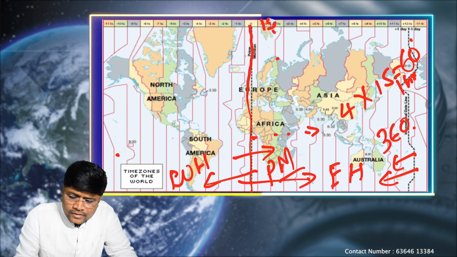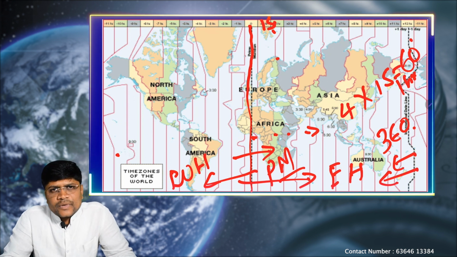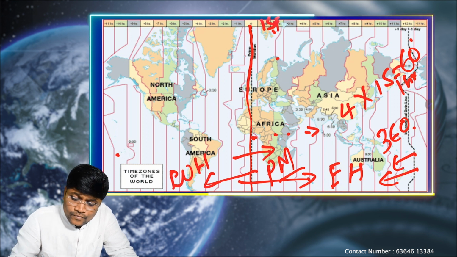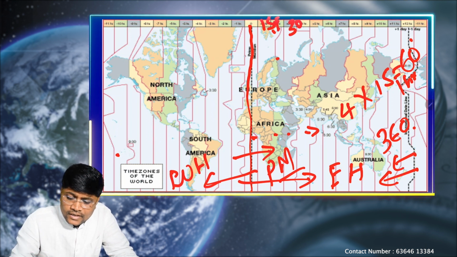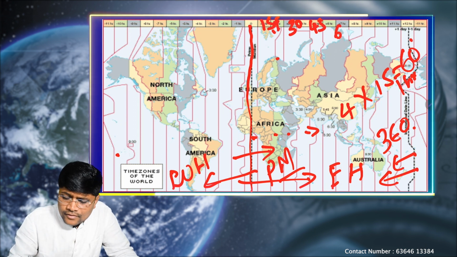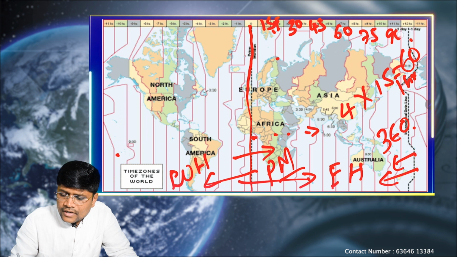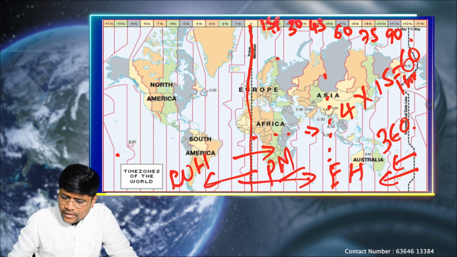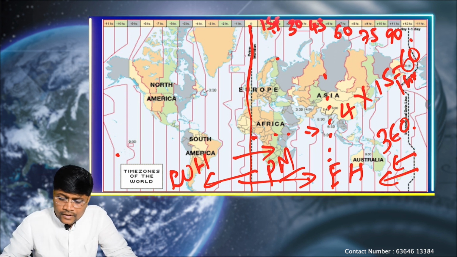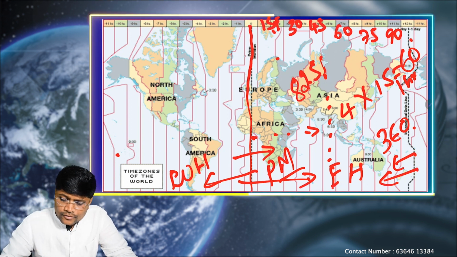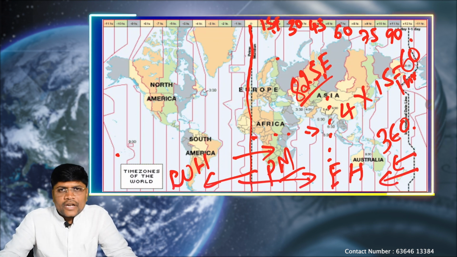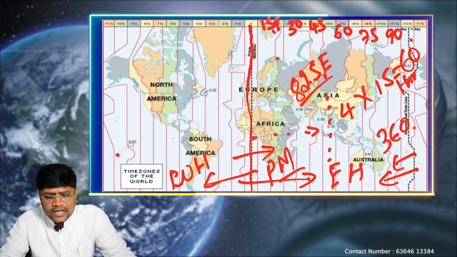Each longitude in the eastern hemisphere is marked with an E. That means eastern longitude. So 15, 30, multiples of 15: 45, next 60 and 75, and finally let's say 90. Here our India is located. We have Indian Standard Time at 82.5 east longitude. This decides our Indian local time. So for every 15 longitudes, 1 hour of time increases in the eastern hemisphere.